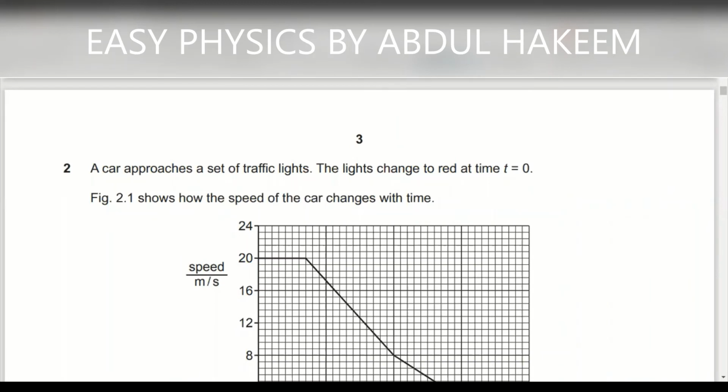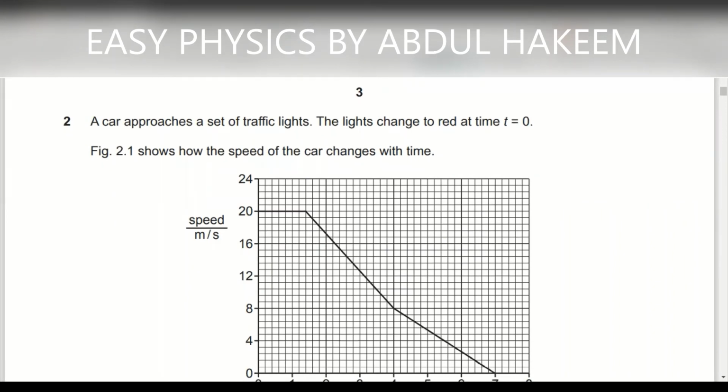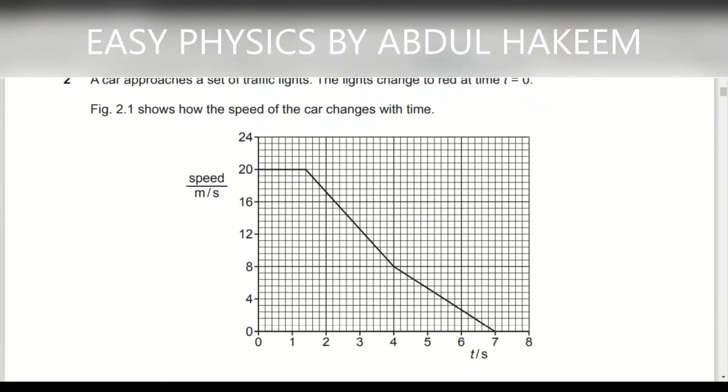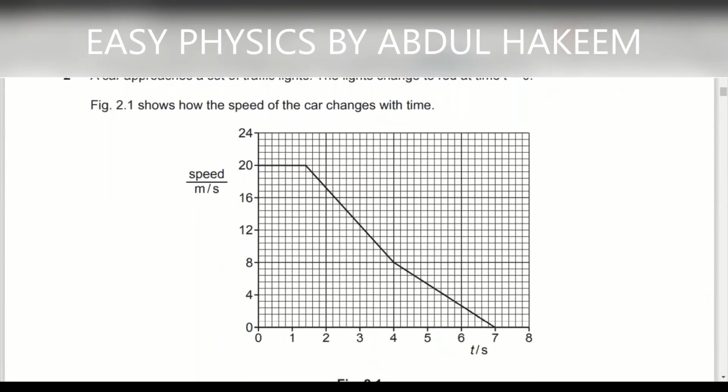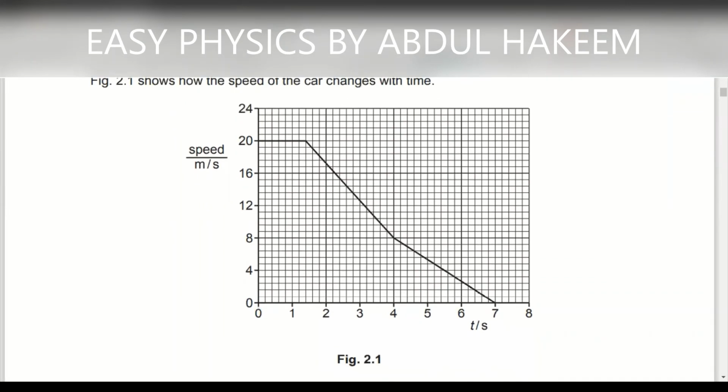A few questions about kinematics, O-level, IGCSE. A question is: a car approaches a set of traffic lights. The light changes to red at time 0. Figure 2.1 shows how the speed of the car changes with time. So look at the graph. Initial speed is 20, which remains the same for this time, and this time is 1.4 seconds. Then from 1.4 seconds to 4 seconds, there is uniform retardation, uniform deceleration. And then from 4 to 7, there is another constant deceleration. And finally, it comes to rest at 7.